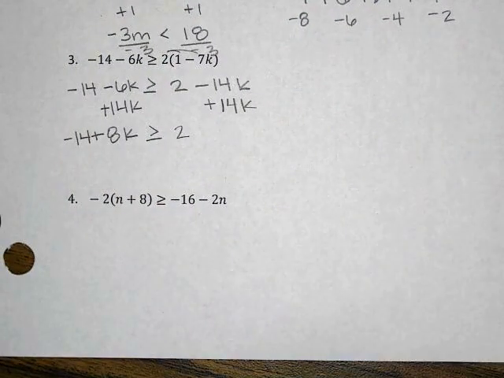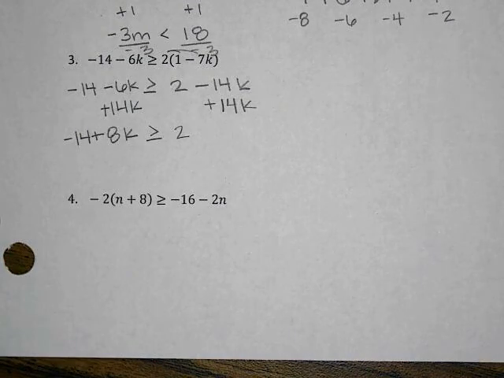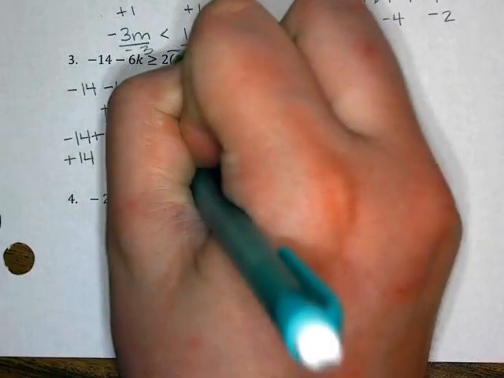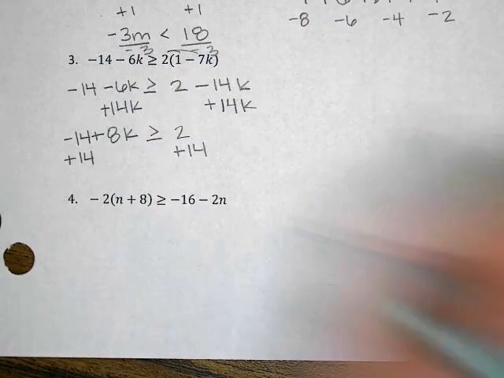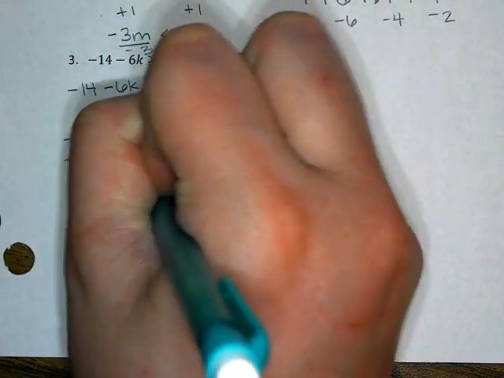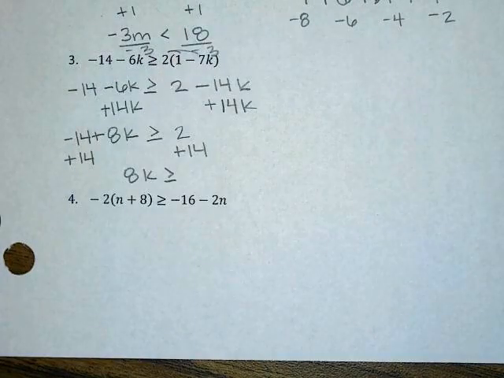And then what should we do? Add the 14. Okay. So 8k is greater than or equal to 16.